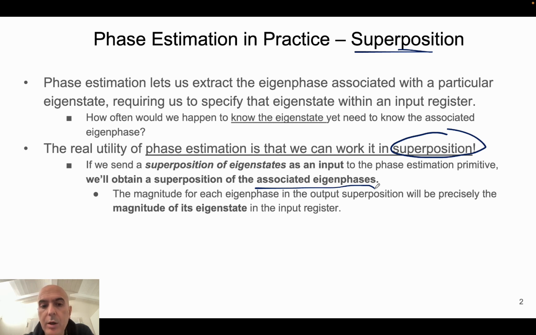The magnitude for each eigenphase in the output superposition will be precisely the magnitude of its eigenstate in the input register. It turns out this is quite useful in the sense that we do not need to know a priori the quantum eigenstate, right? But we can just input a quantum state in a superposition of states, and then we will get as an output the eigenphase still in superposition.